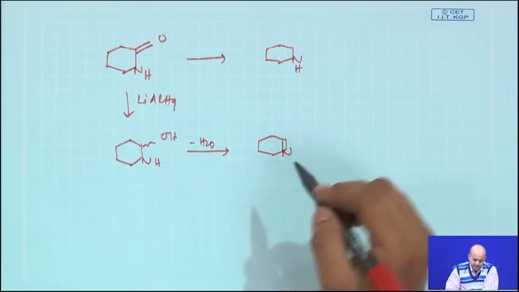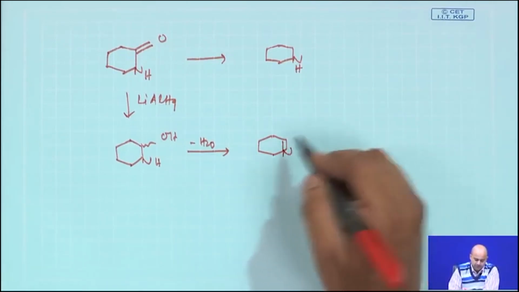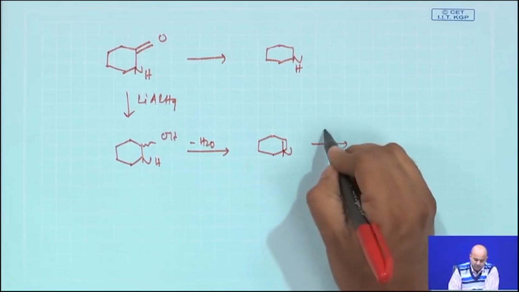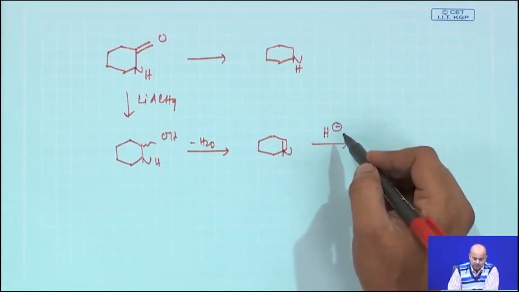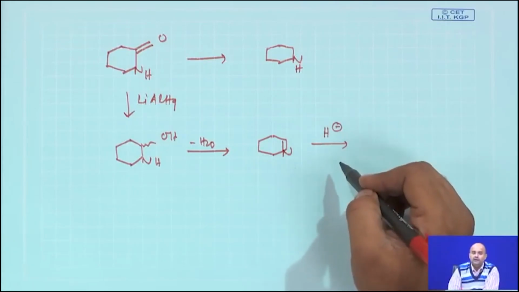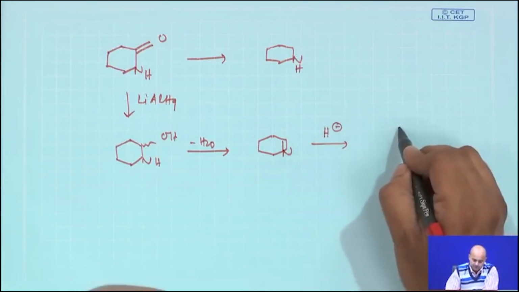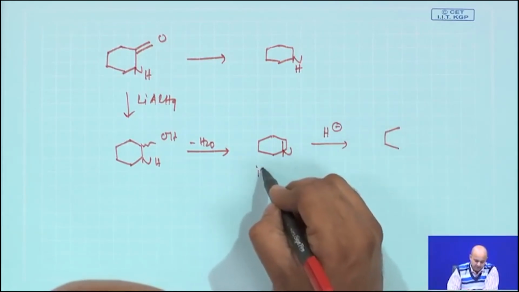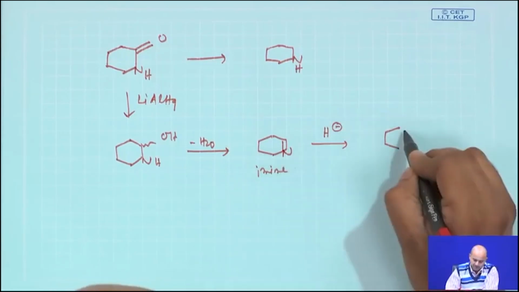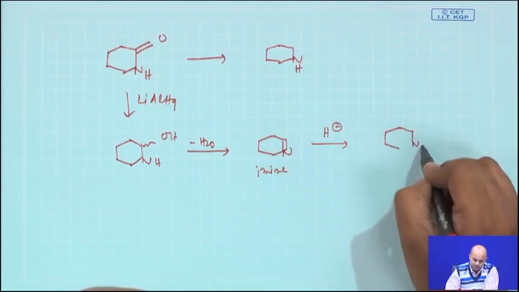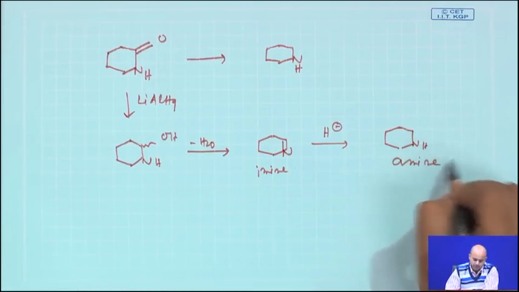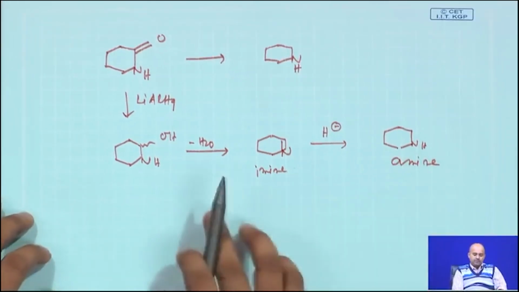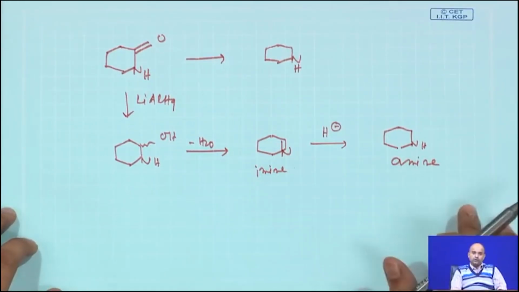Now, if you use excess LAH, then this imine will be simply reduced to give you the corresponding amine. This is probably something all of us know, but this is the imine and it goes through this way.